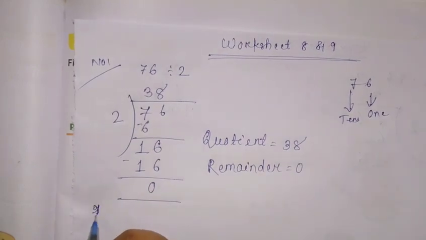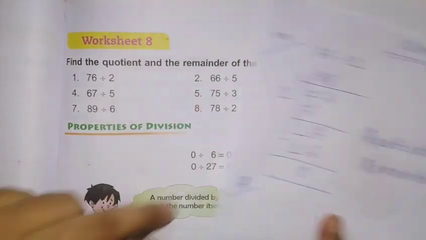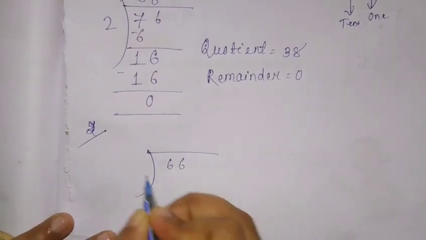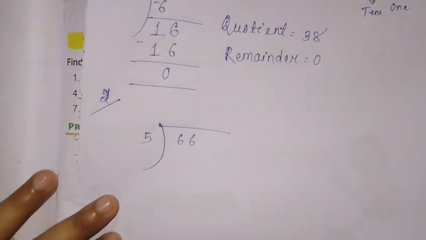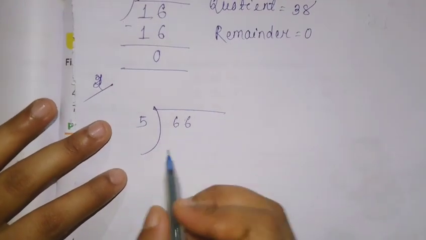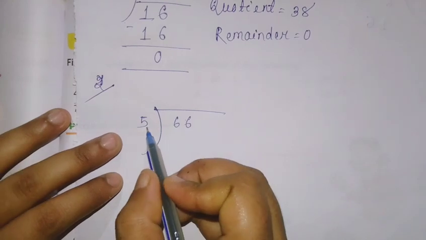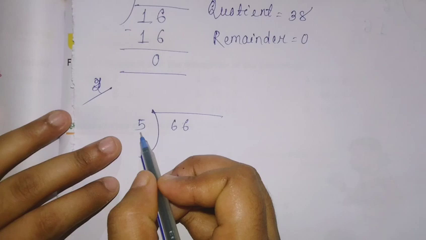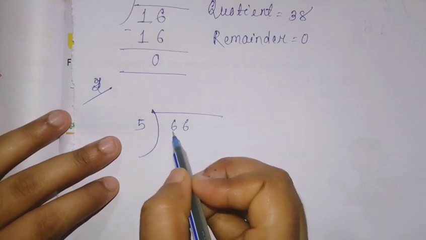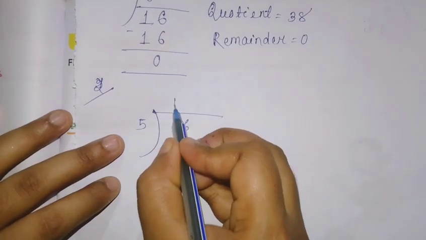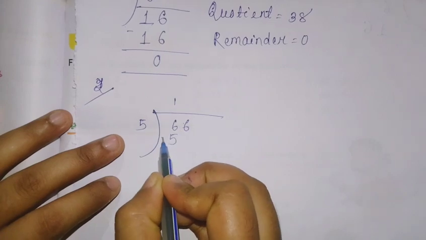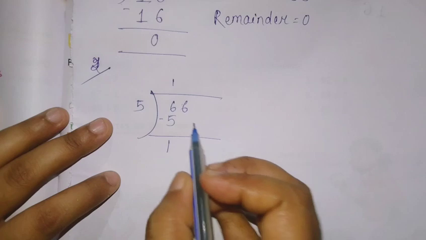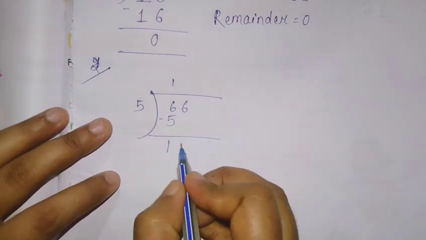Now we solve 2. 66 divided by 5. First, we recite the multiplication table of 5. Then 5 1s are 5. Then we subtract the product from the dividend. 6 minus 5 equals 1. Then 6 is brought down.